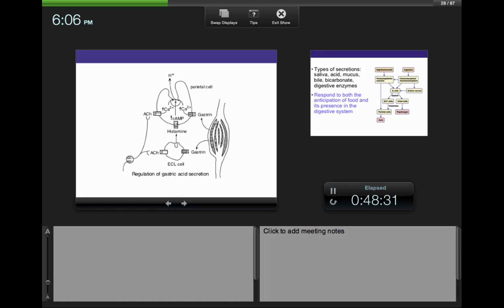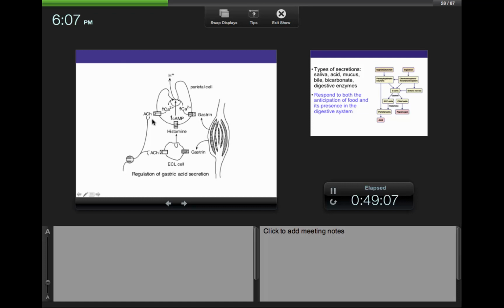Okay, so this really helps to ramp up the system. Now, I do want you guys to know what potentiation means. Potentiation means that the amount of acid secretion is greater than the sum of the individual parts. That's a hard one. So let me just show you.